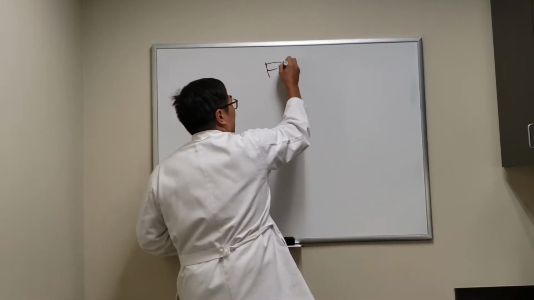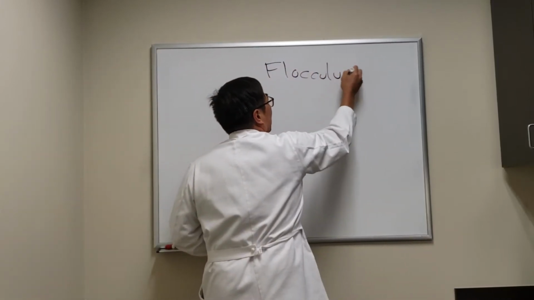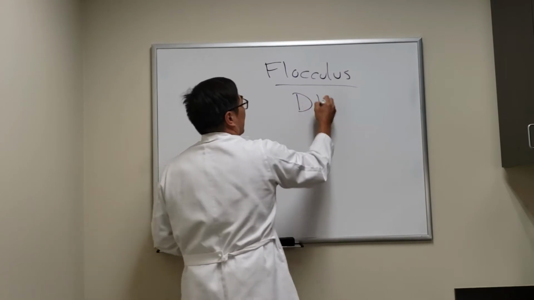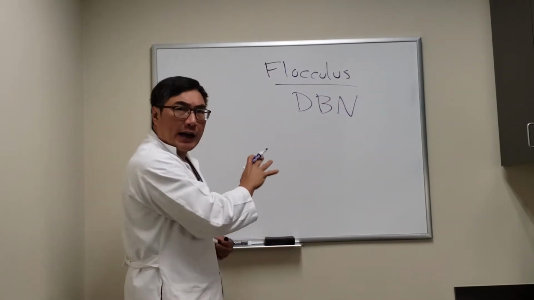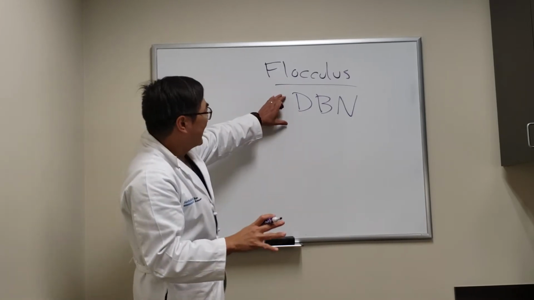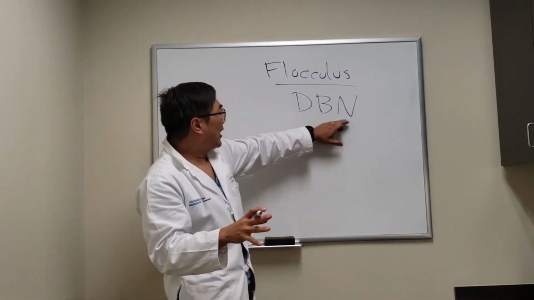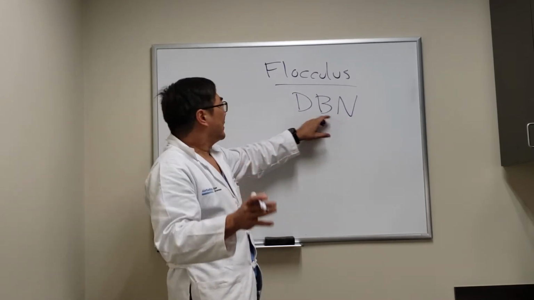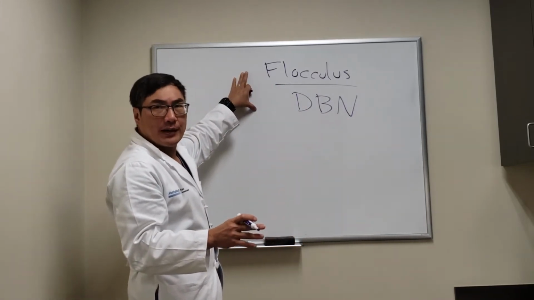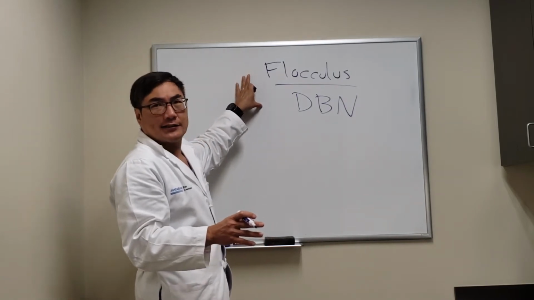So today I want to talk to you about the role of the flocculus in the development of downbeat nystagmus, but you could use the same information for other abnormal forms of movement that are intrusions, where the fovea is moved off the target and you have to make a saccade back. So this is just one example of cerebellar eye movements, and we'll just use the flocculus as an example.